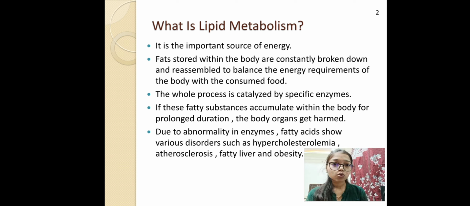And fats stored within the body are constantly broken down and reassembled to balance the energy requirements of the body with the consumed food. That means the fat which is stored in our body gets broken down to meet the energy requirements, as we need energy for various physical activities. That energy is produced by the breakdown of these fats. The whole process is catalyzed by specific enzymes.